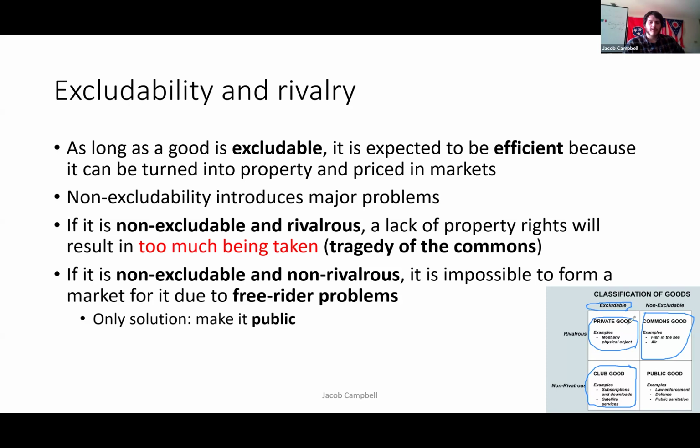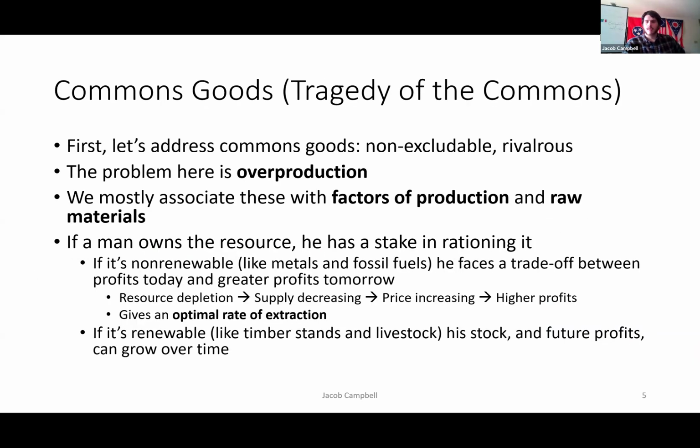If it's non-excludable and non-rivalrous, then it's impossible to form a market for it due to free rider problems. And your only solution is going to be to make it public. So both of these problems result from non-excludability, but depending on the rivalry, you either wind up with underproduction or overproduction. Over and under. And you have two very different solutions to these, as you're either going to have to privatize the good to make it viable, or you're going to have to publicly provide it to make it viable. So in the next video, we'll pick up with the tragedy of the commons and explore how that works.